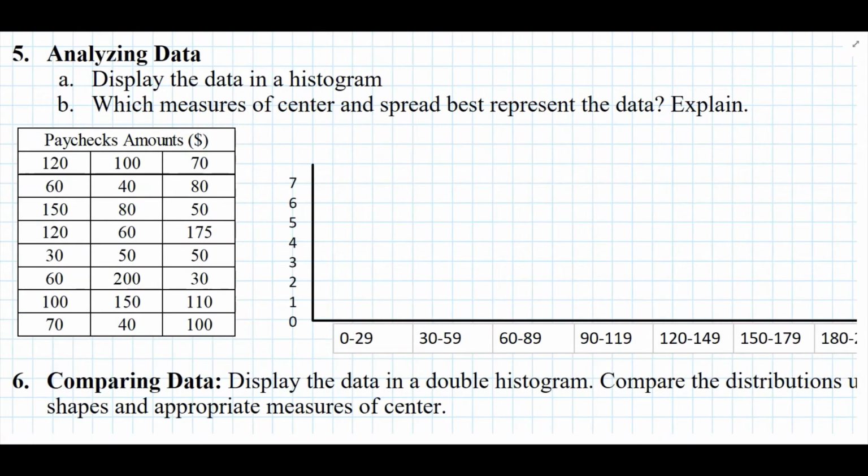To finish this video, we will look at 2 new scenarios. In example 5, we have a list of dollar amounts you were paid while working your part-time job last year. I would like for you to display this data in a histogram with the provided scale. Then decide which measure of center and spread would be the best to represent the data. Be sure to use the reasoning from above to explain why this would be the case. Please pause the video now and resume playback in a moment to check your work.